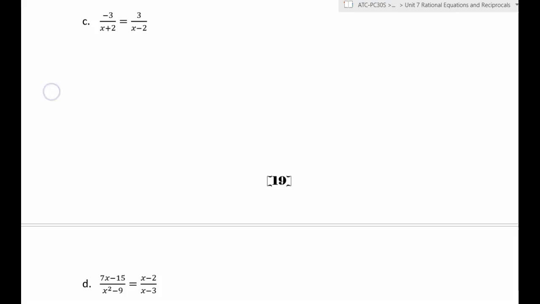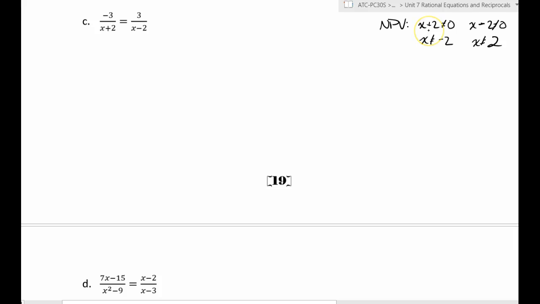Example C is much the same, except we're getting into a little bit more complicated denominators here. A and B were nice in that they were just single x's or x squareds, but no polynomial piece to it. Just monomials. So here, my non-permissible values become a little bit trickier. Here I get x plus 2 cannot be 0, which means that x cannot be negative 2. But I also get x minus 2 cannot be 0, so x cannot be positive 2. So I have two non-permissible values here.